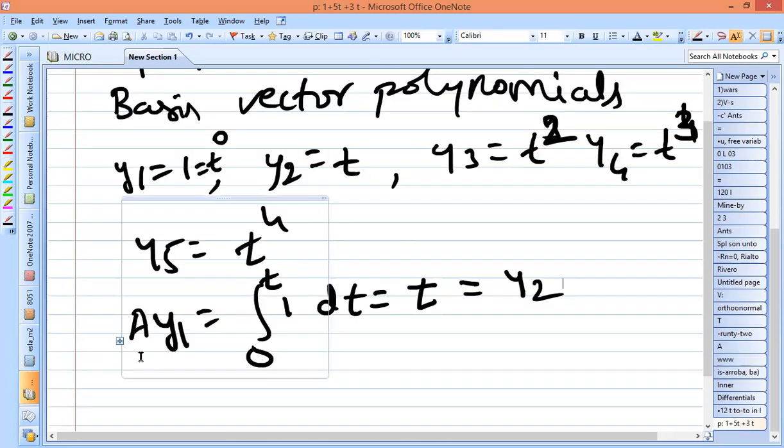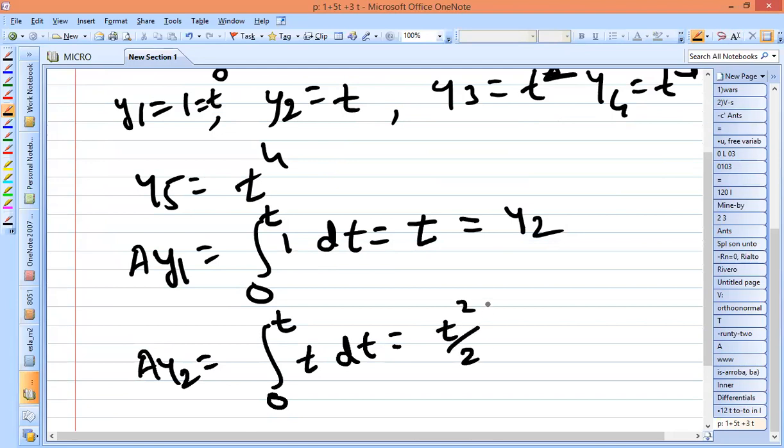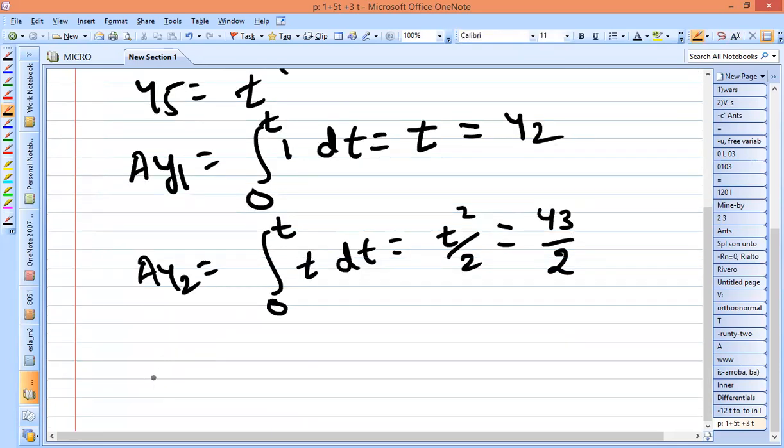Similarly, consider the integration of y2 from 0 to t. So y2 here is given as t. The integration of t is t square by 2 with the limit 0 to t. So when you substitute the limit 0 to t, it will result in the same value, t square by 2. So what is t square from the given polynomial vector? t square is nothing but y3. So here we can write this as y3 by 2. Similarly, what is the integration of y3 and y4? Tell me the answer.